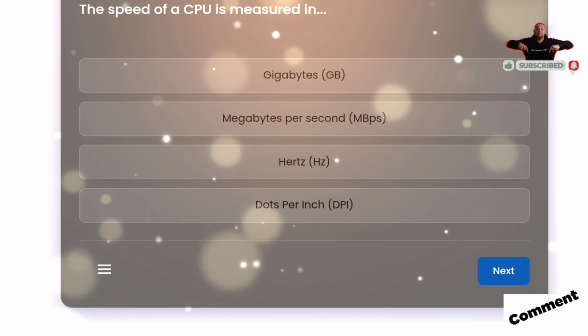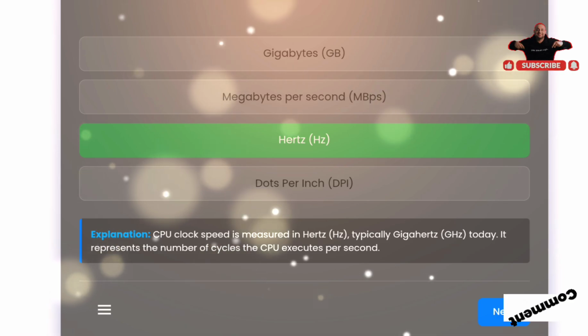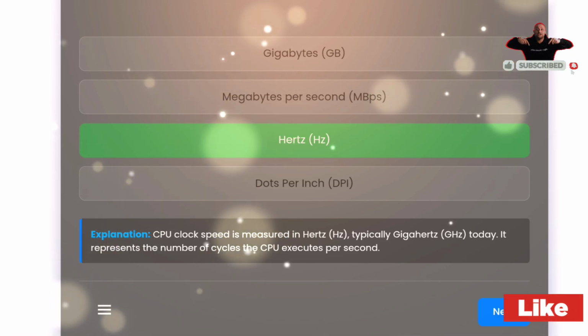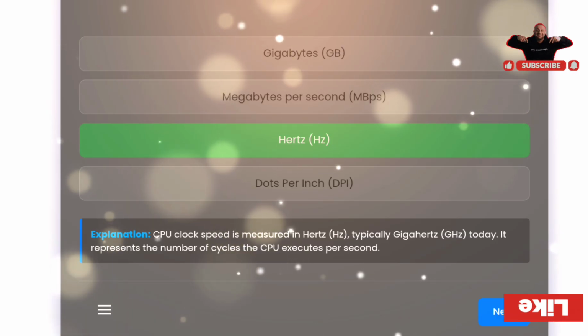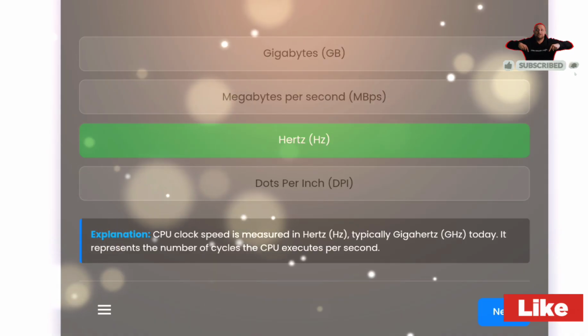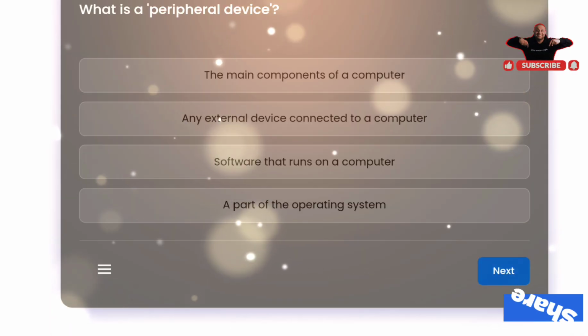The speed of a CPU is measured in hertz. CPU clock speed is measured in hertz, typically gigahertz today. पहले होता था hertz, अब gigahertz में पाया जाता है. It represents the number of cycles the CPU executes per second.